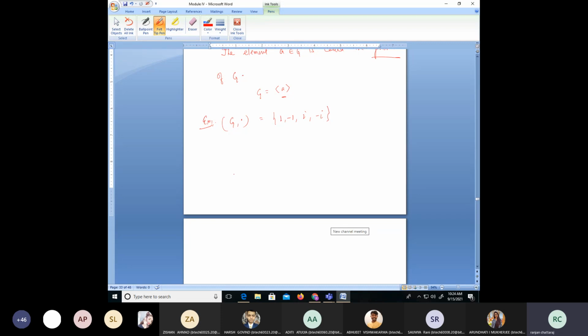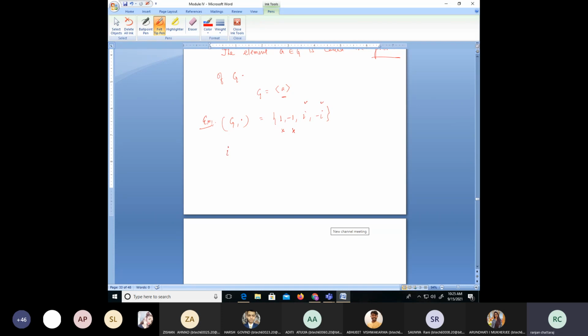Can minus 1 be a generator? No. This 1 and minus 1 can never be a generator, because whatever the power of 1 or minus 1, you never get i. So leave these two. Come to i. If you take the powers of i, then you can get 1 and minus 1. So there is a possibility of i or minus i. Let us check it.